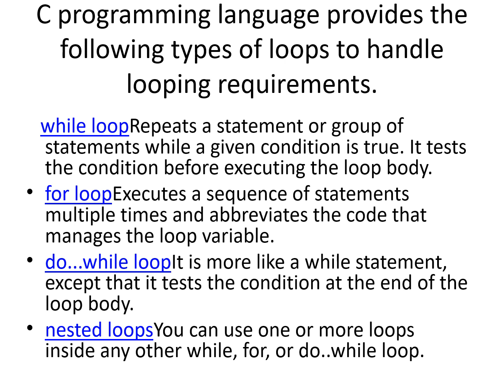There are types of loops. The first one is the while loop, the second is the for loop, then the do while loop and the nested loop. The while loop repeats a statement or group of statements while a given condition is true. It tests the condition before executing the loop body. The for loop executes a sequence of statements multiple times and abbreviates the code that manages the loop variable. The do while loop is more like a while statement, except that it tests the condition at the end of the loop body. Nested loops: you can use one or more loops inside any other while, for, or do while loop.